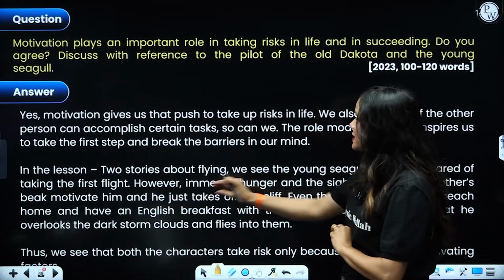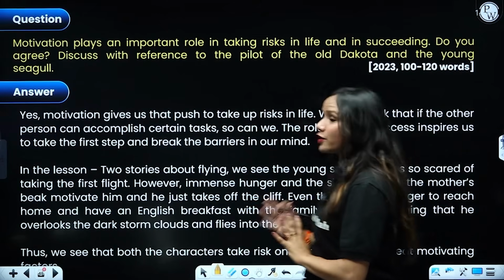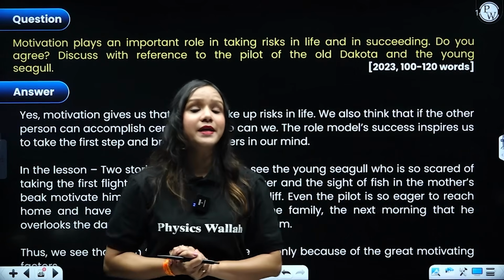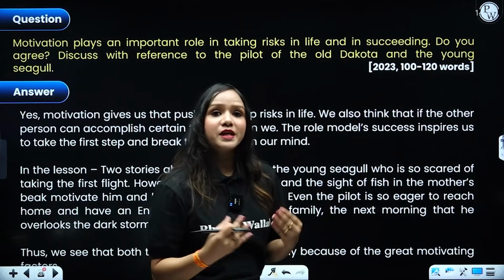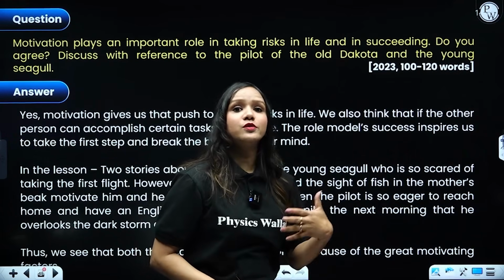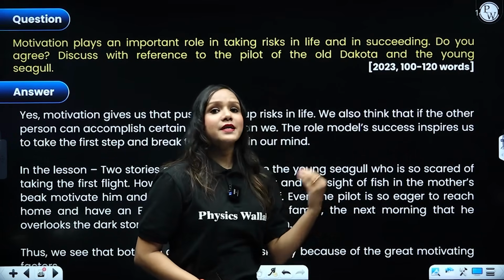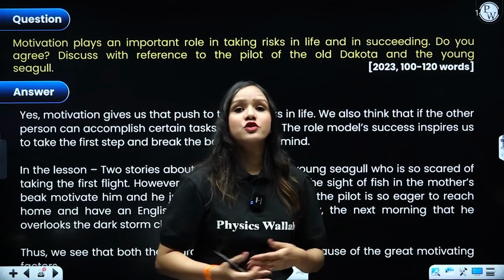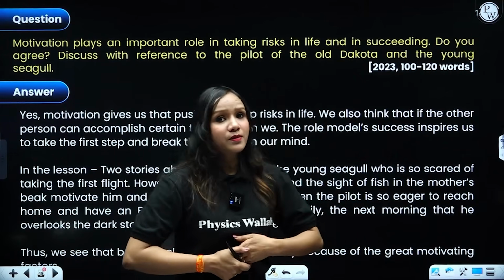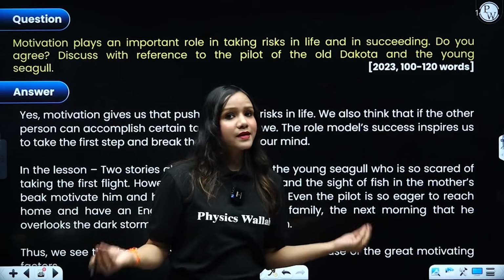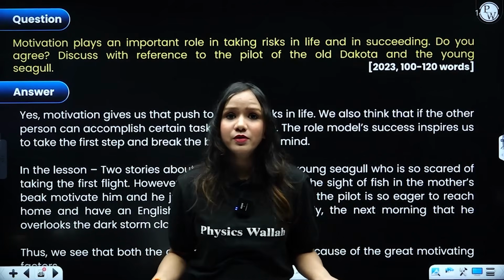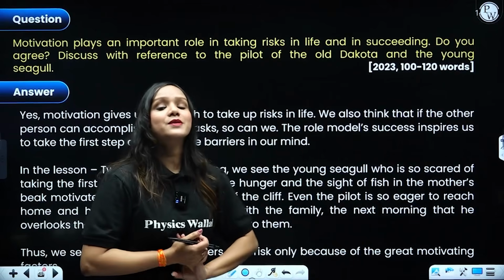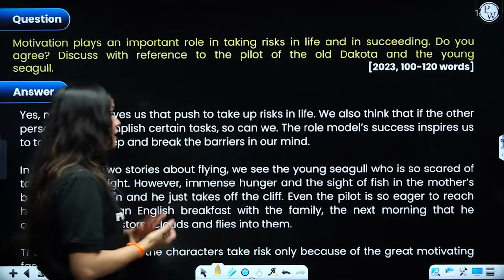In the lesson True Stories About Flying, we see the young seagull who is so scared of taking his first flight eventually takes his flight just because he's so desperate. He was so mad with hunger, and maddened by it, he immediately rushed towards his mother. He took a flight. Although for the next few moments, he thought as if his heart would stop beating. But that terror-stricken moment only lasted for a minute, and suddenly he was successful. He got confident. Earlier he was timid, but then he became a confident one. So this is how motivation plays a very important role in everybody's lives.